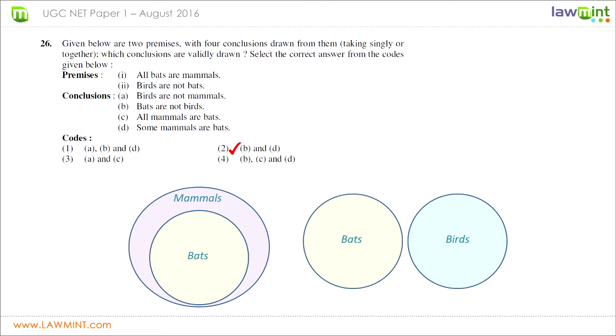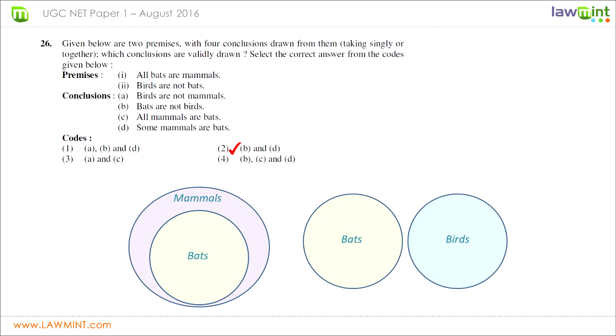In question number 26, we are given 2 premises and 4 conclusions, and we are asked which of the conclusions can be drawn validly if we use either the premises singly or jointly. Now, this question can be answered more easily if we represent the 2 premises in the form of Venn diagrams. So the first Venn diagram shows that all bats are mammals. So the group bats is completely enclosed within the group mammals. And the second Venn diagram shows that birds are not bats.